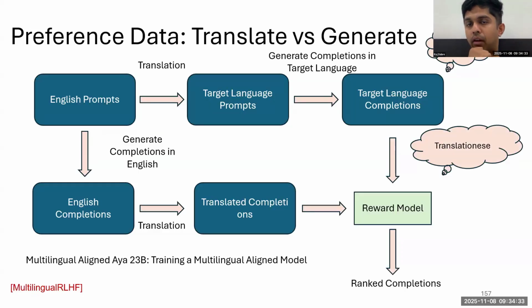One point I want to emphasize here is that translating prompts and then generating a response to those prompts will actually encourage a lot of diversity. On the other hand, if you are translating responses of English completions, then you might end up with a lot of translationese and therefore very unnatural responses. So you have to be very careful depending on what you want to optimize for.